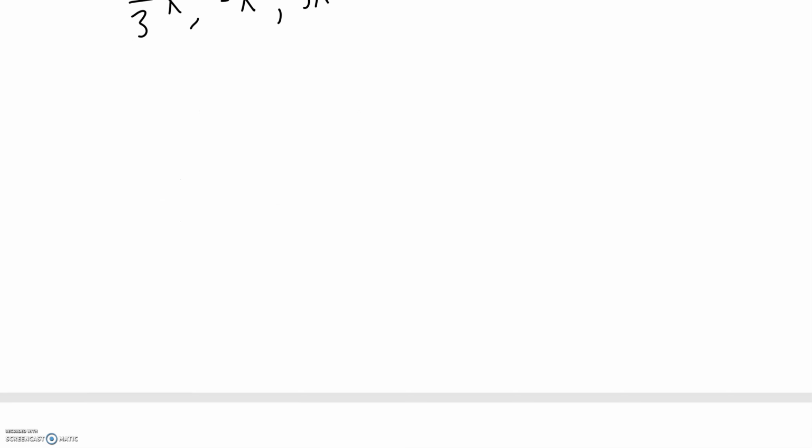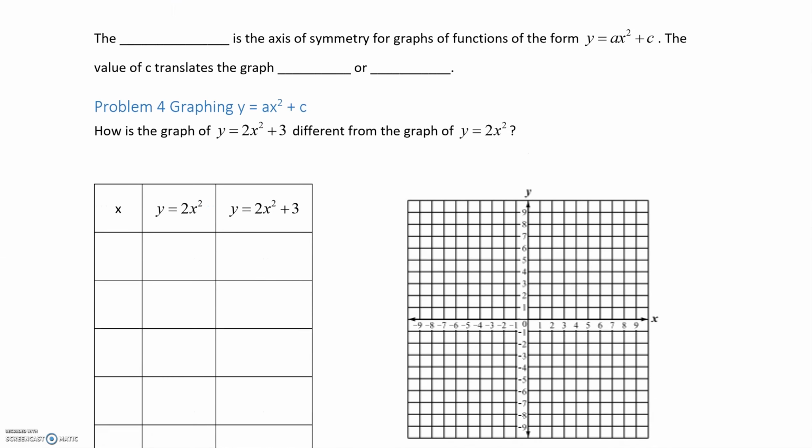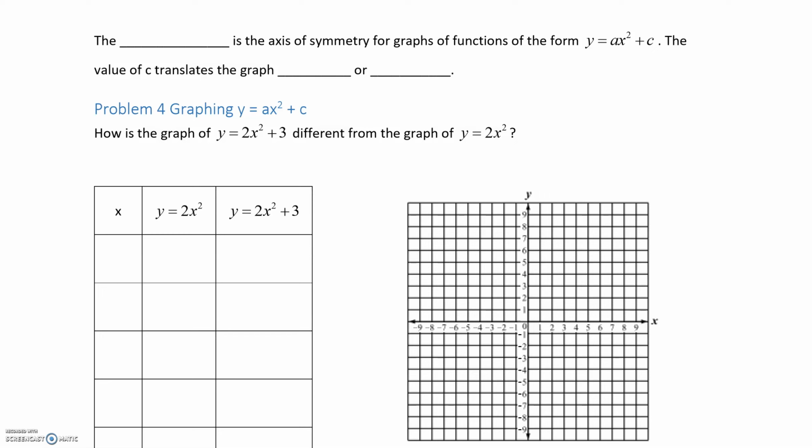Okay, moving down to the next page. So the y-axis is going to be the axis of symmetry for graphs of the functions in the form of y equals ax squared plus c. The value of c translates the graph up or down. Okay, so that constant on the outside of an x squared term right here will translate it either up or down based on whether this is a positive or a negative.